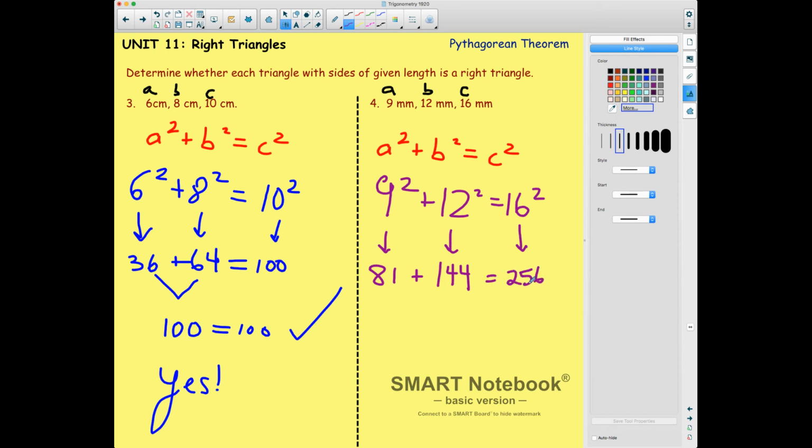256. Now, hold on a second. I don't think this is going to work. 81 plus 144. 225? Oh my God, what a liar. It's not a right triangle. It's something else. It's like obtuse or acute or something.